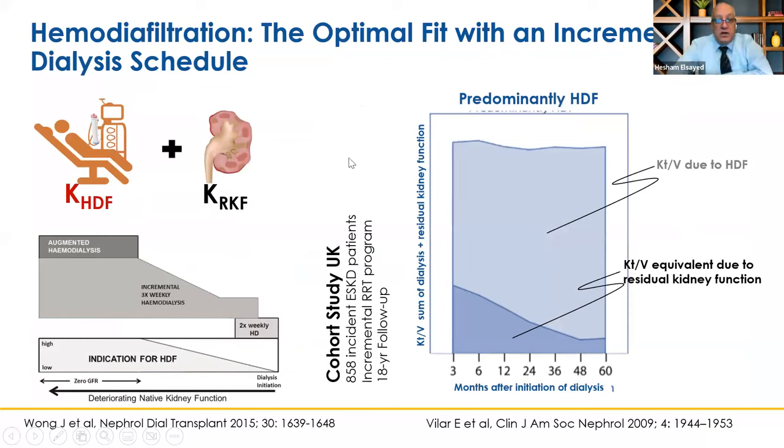The hemodiafiltration schedule is related to the dose of hemodiafiltration, and could be related to the residual kidney function as well. For example, if you have residual kidney function, you don't need to target a high convection volume, but in patients with loss of residual kidney function, hemodiafiltration would be optimum. Kt/V as well could be controlled according to the residual kidney function and hemodiafiltration dose.